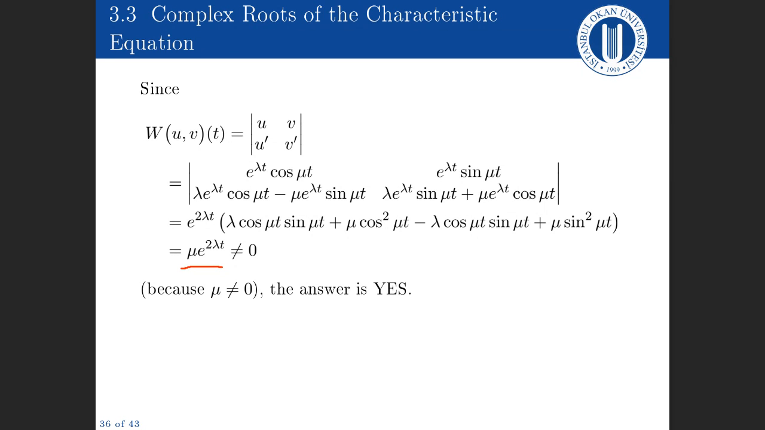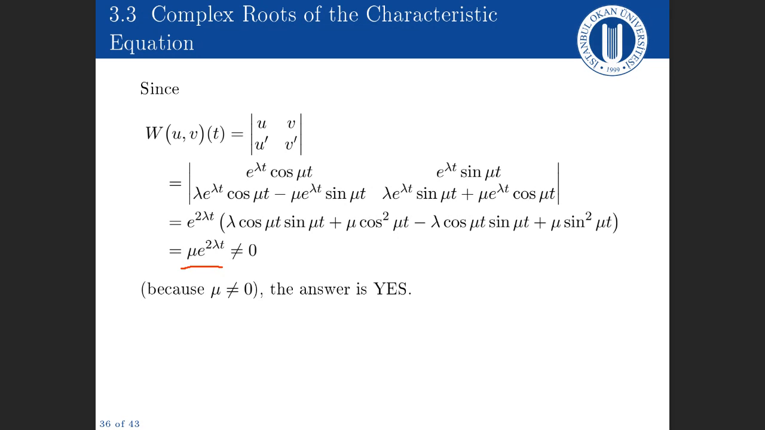Now, because our roots are complex numbers, that means that mu must be non-zero. If mu is non-zero, and of course e to the power 2 lambda t is always non-zero, that means that the Wronskian is non-zero. So the answer is yes. These two solutions are linearly independent.